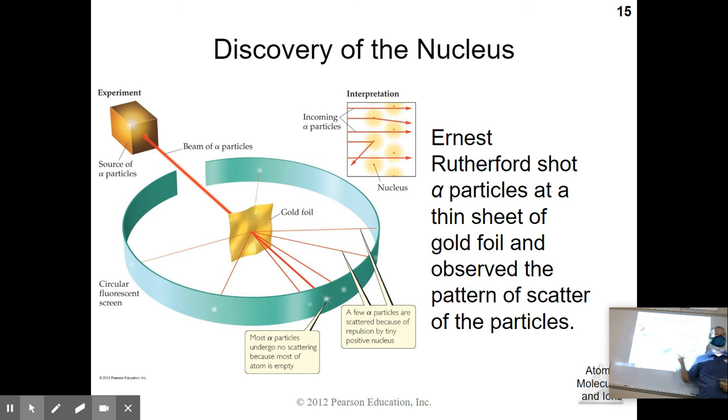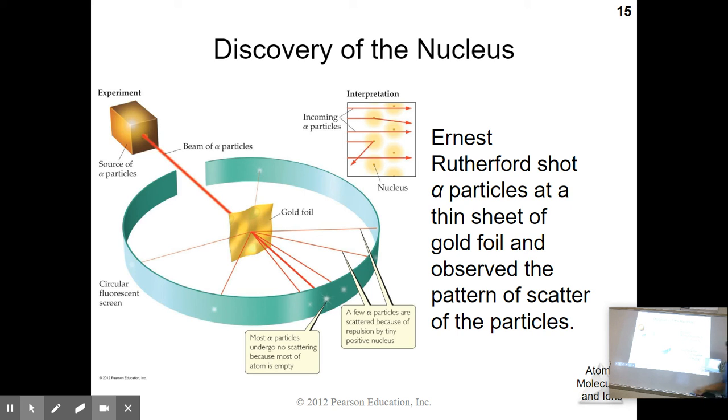He had a very thin sheet of gold foil. And surrounding the entire piece of gold foil was this fluorescent screen that would detect any time a particle hit it, it would fluoresce. And again, much like his previous example, he had a radioactive material consisting of alpha particles in this lead block. And those alpha particles, when basically shot out, quote unquote, shot out appropriately through that hole, would come into contact with that piece of gold foil. And then they would look at the results.